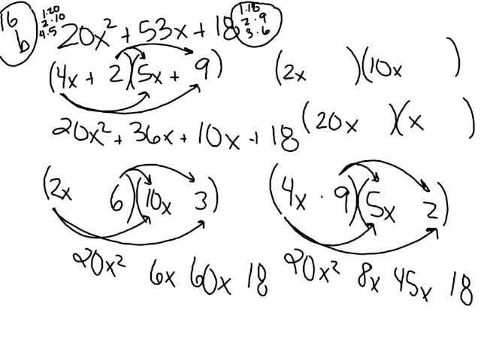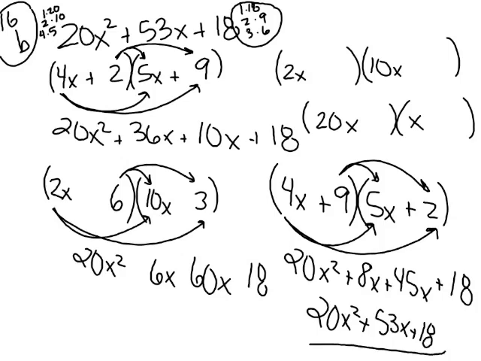If they're both positive, then 8 plus 45 is 53. 20x squared plus 53x plus 18. That was the original problem. So then this would be my answer. Well, that's bad. We started off with the right two numbers the very first time, just had them in the wrong spot. Put them in the wrong order.